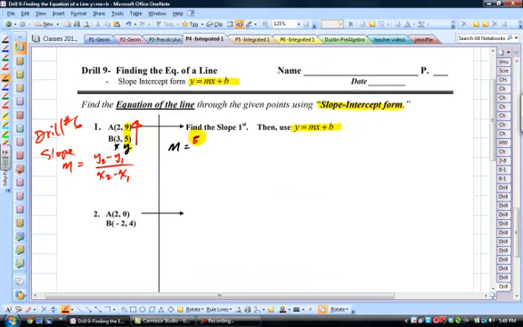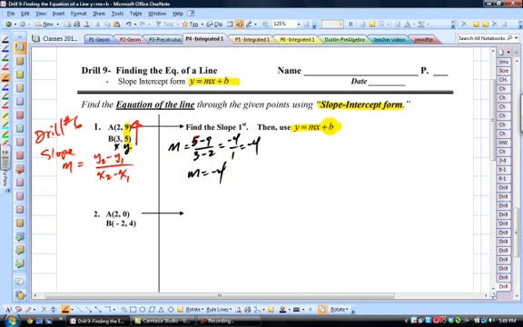5 minus 9 divided by 3 minus 2. This technique right here, finding slope, is used all the time. You get negative 4 divided by 1, which is negative 4. So the slope is negative 4.